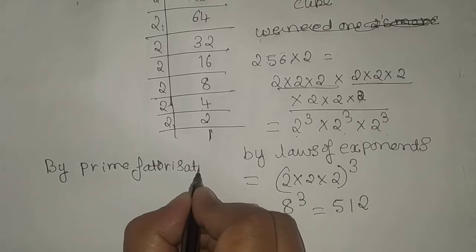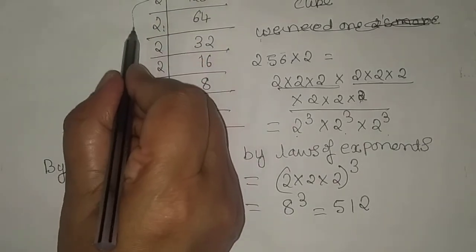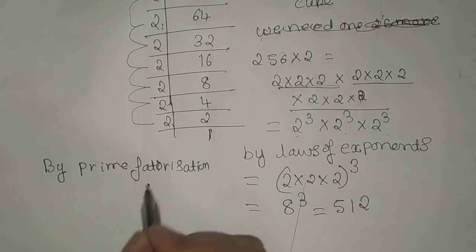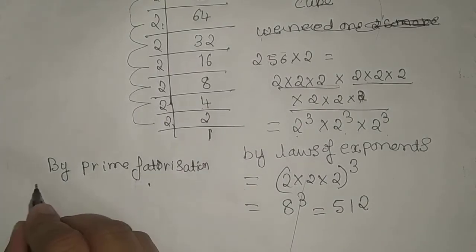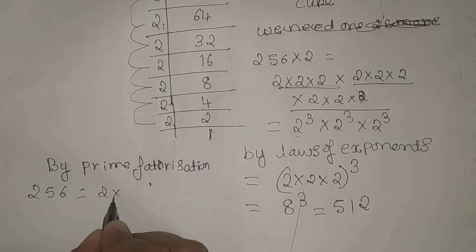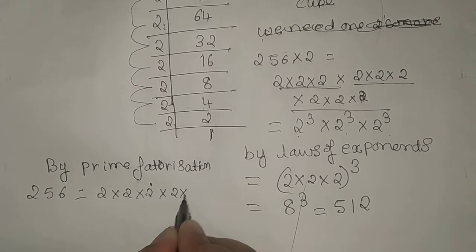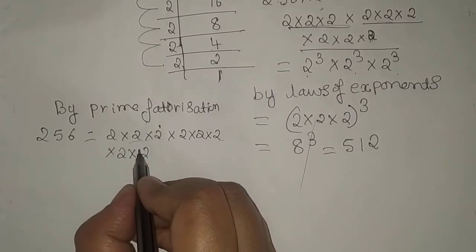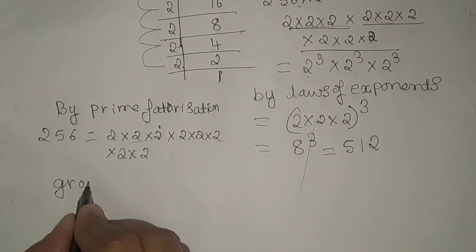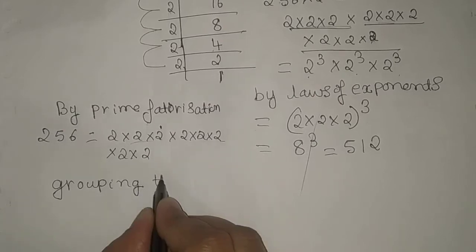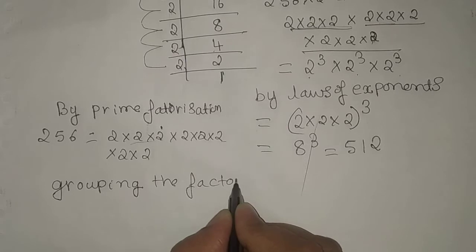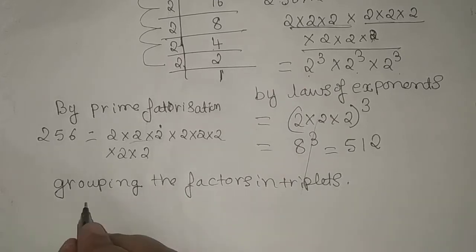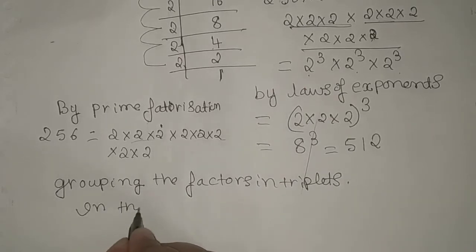So I am writing now what we got, that is prime factorization: multiply all these 2 into 2, just write how many 2's are there. After this step, then we have to continue. So 256 is equal to 2 into 2, same thing, that is 8 twos. Okay, next, grouping the factors in triplets. Triplets means the cube root.